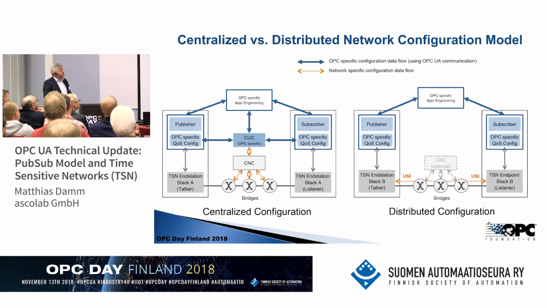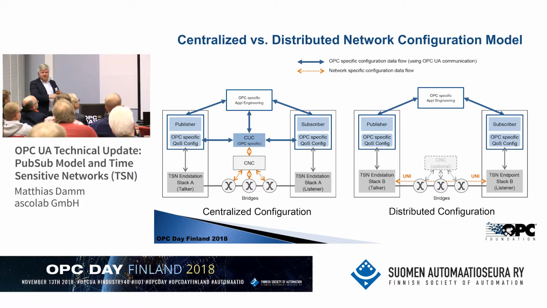And in the distributed configuration model, the concept is that the application specifies the communication requirements down to the network stack, and then the network stack is talking to the network, to the edge bridges, and they do the interaction with whatever is the scheduling system, or either they do ad hoc scheduling or they talk to a centralized scheduling system. But the concept is that the network driver is doing the interaction for the configuration. And in terms of the OPC UA configuration model, we need to be able to cover both scenarios.